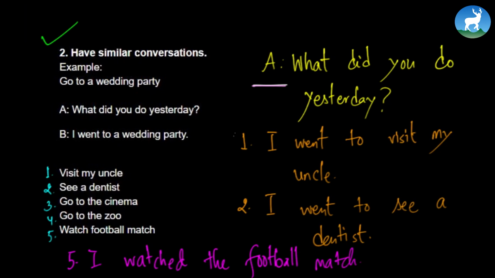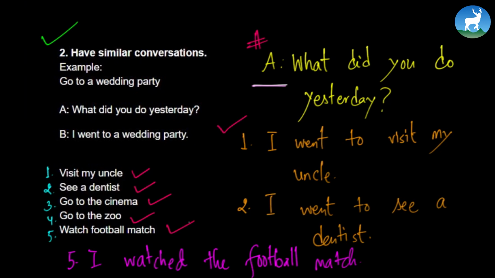All right, you got the point? So yeah, you can say it in different ways. All right, the question is going to be the same. The question is always, what did you do yesterday? And the answer can be, I went to visit my uncle. I went to see a dentist. I went to the cinema. I went to the zoo. I watched the football match. Now you can have similar conversations. Okay, I guess you can have similar conversations now.